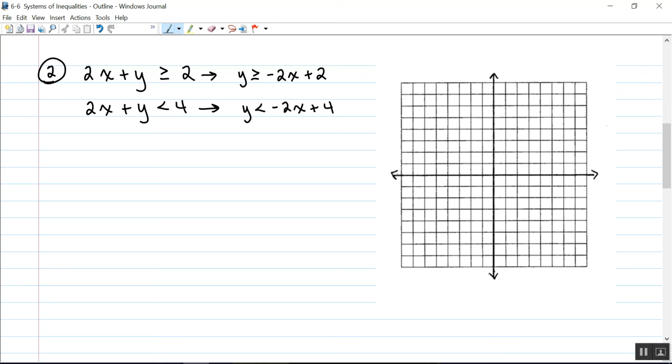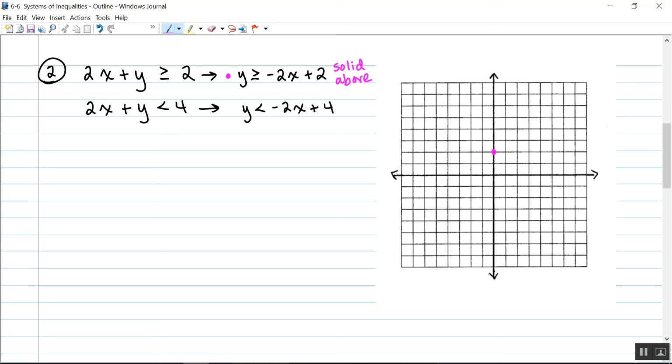And right away I can see that the slopes of these two lines are the same. And you'll recall from chapter 4 that if the slopes of two lines are the same, that means they're parallel. So let's see what happens when we actually draw these and start shading. So my first one is, since it's a greater than or equal to, it's going to be solid. And it's a greater than, so I'm going to shade above the line.